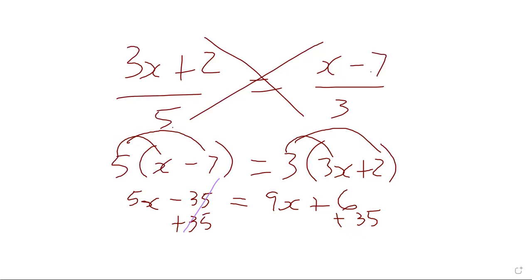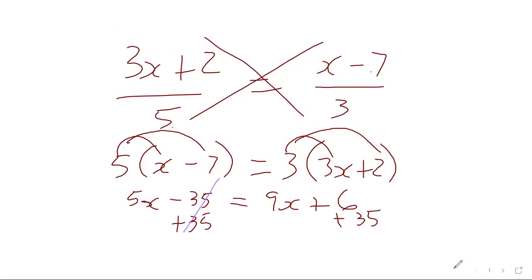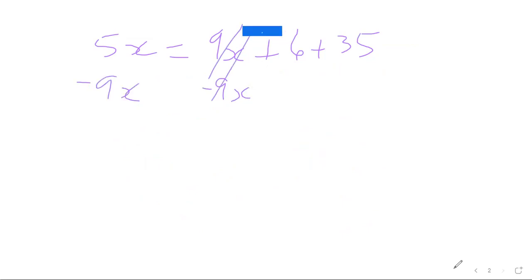Okay? All right. So let's keep going. So 5x equals, let's go back and check, 9x plus 6 plus 35. Now, the 9x has to go to the friend, 5x. So I'm going to subtract 9x, and because it's an equation, I'll do the same thing on the other side. So this will go to 0. So I've got 5x minus 9x equals 6 plus 35.